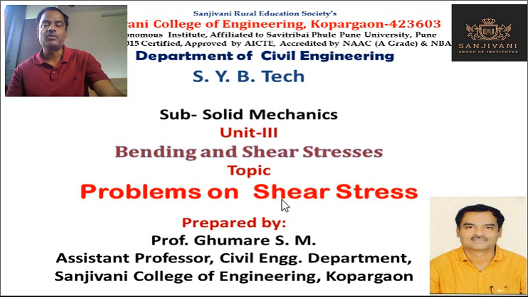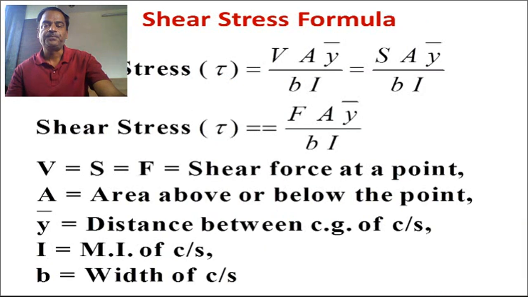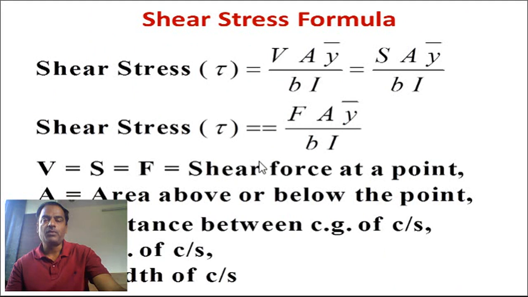parabolically. But in case of I section, T section, L section, we have seen that there are different values of shear stresses, that is tau 1, tau 2, tau 3, tau max at different locations, depending upon the cross section. Today in this lecture we are going to discuss problems on the shear stress formula, using the equation shear stress equals V A bar upon B I. All these three equations are the same, only the symbol representing shear force V differs. In some books S is used, in some books F is used.